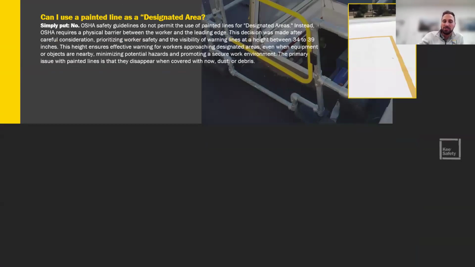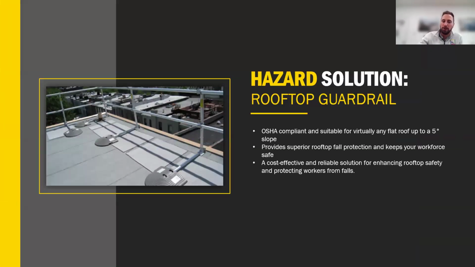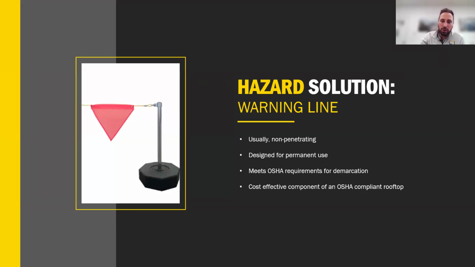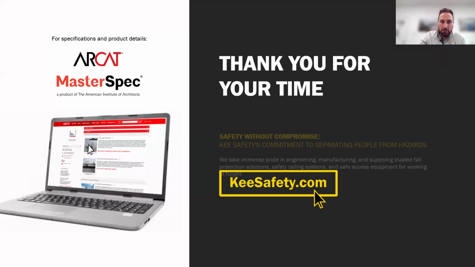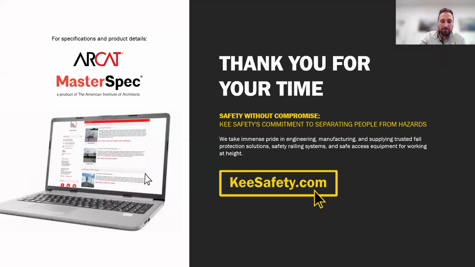As far as solutions that we provide, non-penetrating rooftop guardrail on the edge. And again, that's what we do the most of. So we don't want to poke holes in your roof, cause leaks, void roof warranties, but we still maintain OSHA compliance. Or we'll do a non-penetrating warning line system that meets those requirements or those regulations without voiding any of your roof warranty.